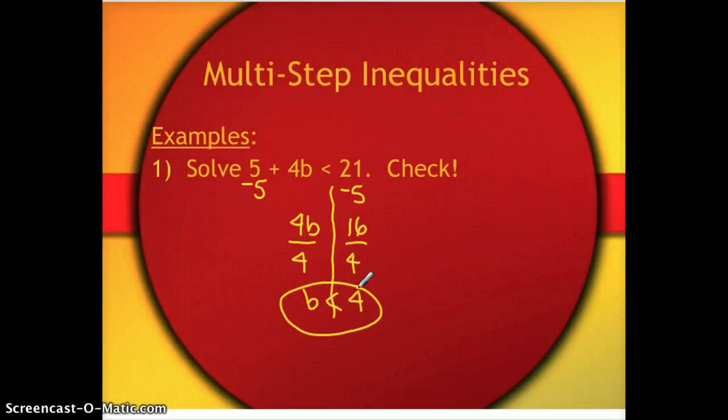But I'm going to check, and I'm going to check 0 because that's nice and easy. So is 5 plus 4 times 0, is that really less than 21? Well, yeah, 4 times 0 is 0, plus 5 is 5, which is less than 21. So that works out. b is less than 4, that's my answer. Don't have to graph it this time.